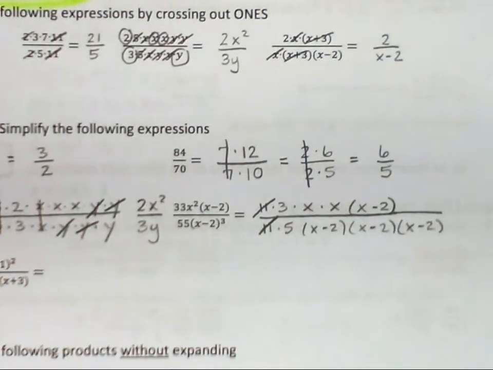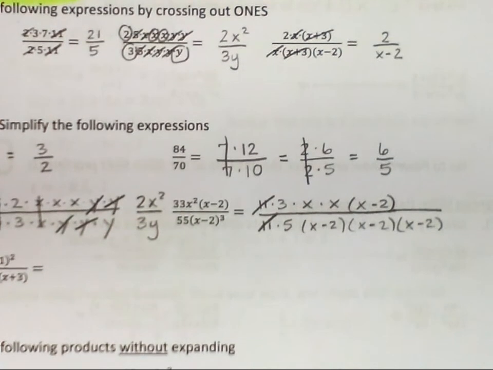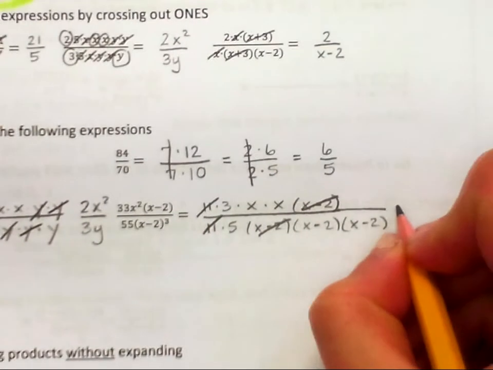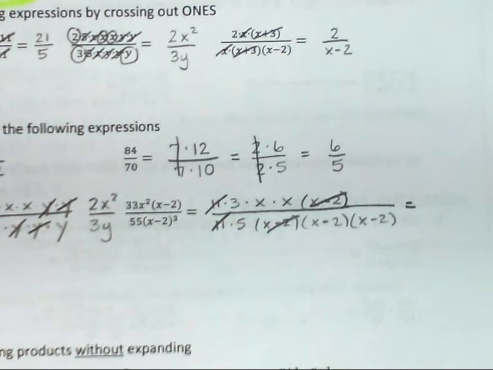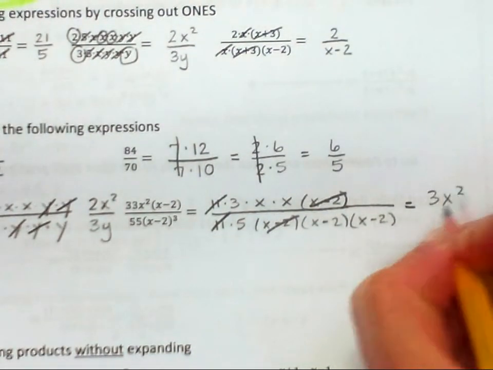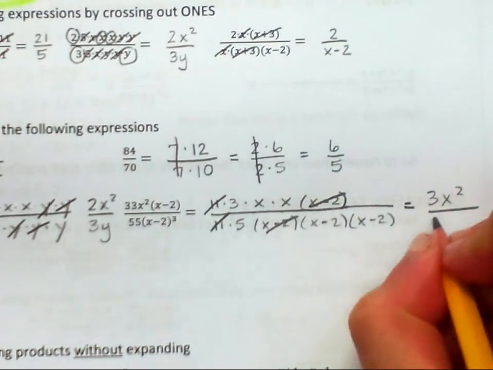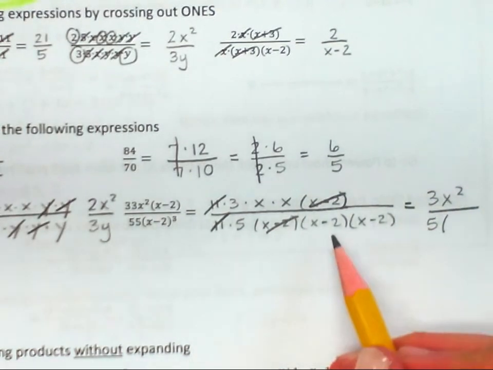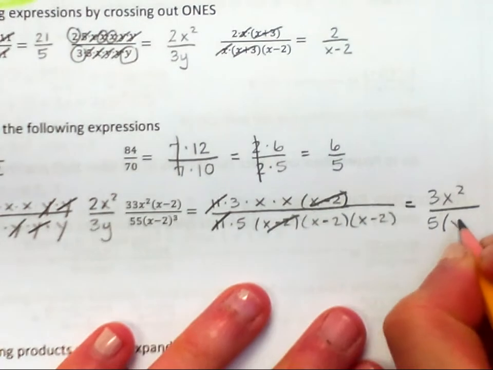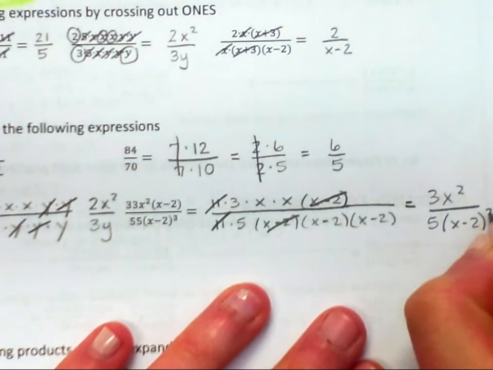Number 11 crosses out. This one crosses out. And the numerator remaining factors are 3x times x, which is 3x squared, over 5. And then 2 separate factors of x minus 2. I'm just going to do x minus 2 squared.